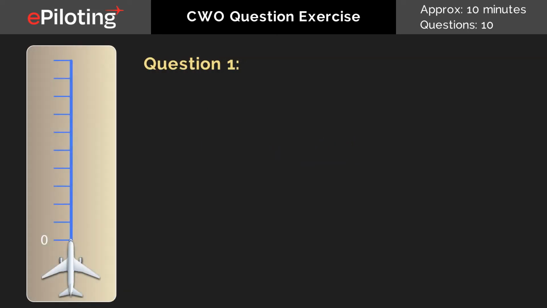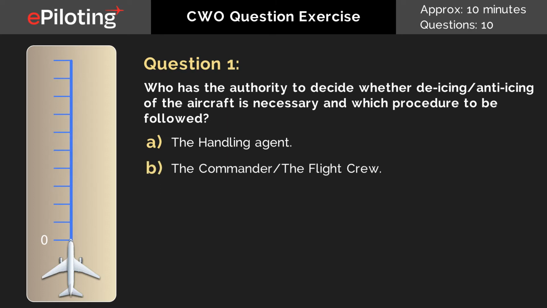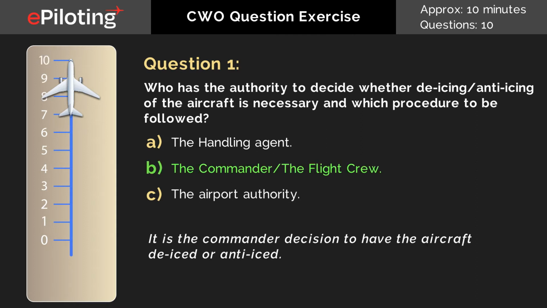Question 1. Who has the authority to decide whether de-icing, anti-icing of the aircraft is necessary and which procedure to be followed? A. The handling agent. B. The commander, the flight crew. C. The airport authority. The correct answer is B. It is the commander's decision to have the aircraft de-iced or anti-iced.